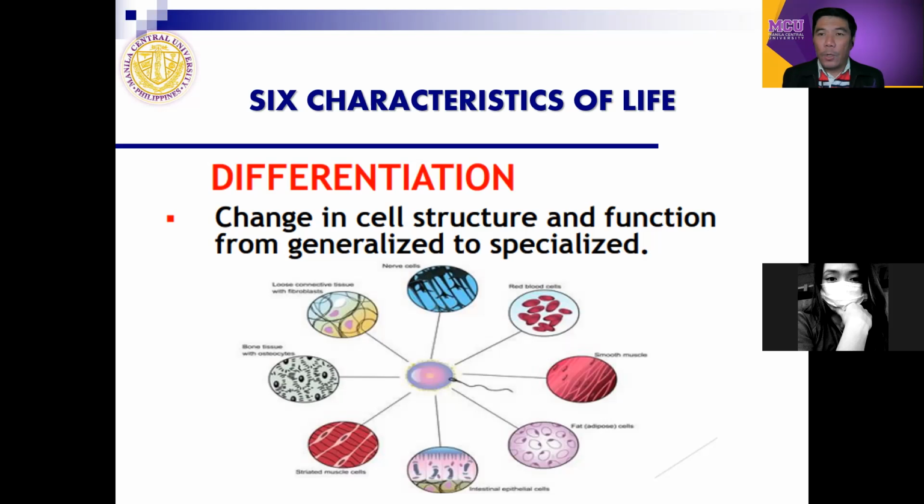And this is from the time that it started with the egg cell and the sperm cell. From the generalized, it will be divided into the specialized cells, which means there will be cells that will be identified for the blood, cells that will be identified for muscles, cells that will be identified for the bone, and cells that could be identified for nerves.